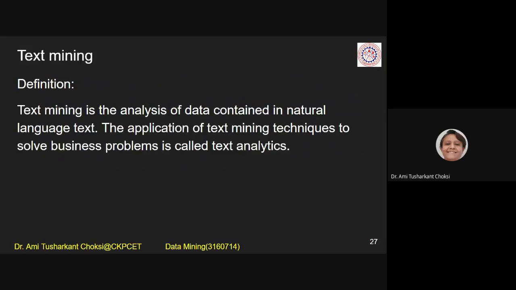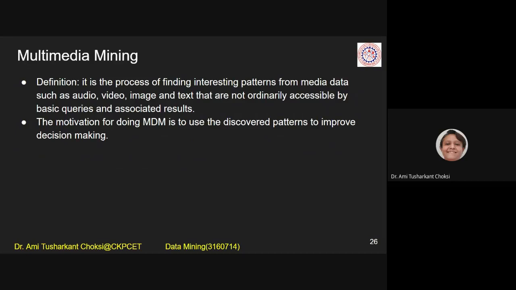Now, in multimedia, we have talked of the audio, video, image, and text that are not ordinarily accessible by basic queries. See, typically we are having databases, or particular structured files, from which we can give queries and get the results very easily. But the content of this type, the audio, video, image, text, ordinarily is not accessible by basic queries and associated results. So for them, we are considering multimedia mining.